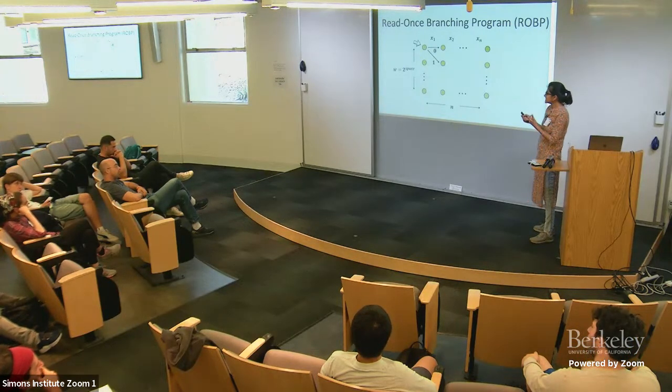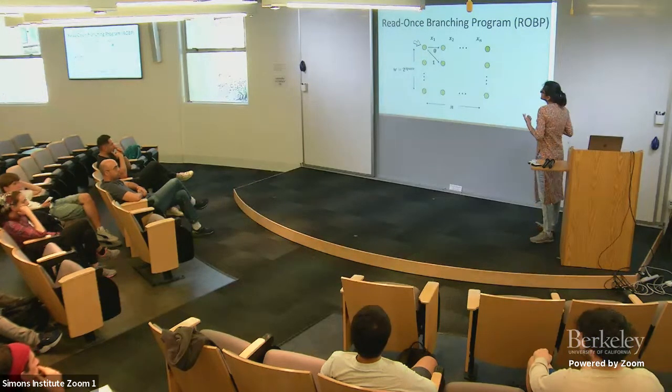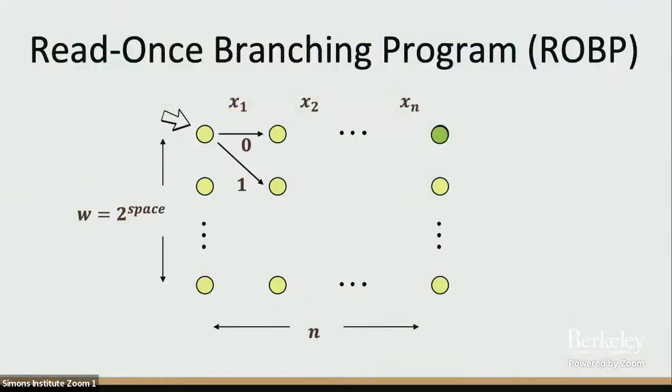Now, if you have a space S algorithm that works on n input bits, then you can construct a read-once branching program that has width 2 to the space and length n. This is because if you have space S, then you can look at all the memory configurations. These are 2 to the S configurations, and the transition basically represents the change in the memory configuration after you read the input bit.